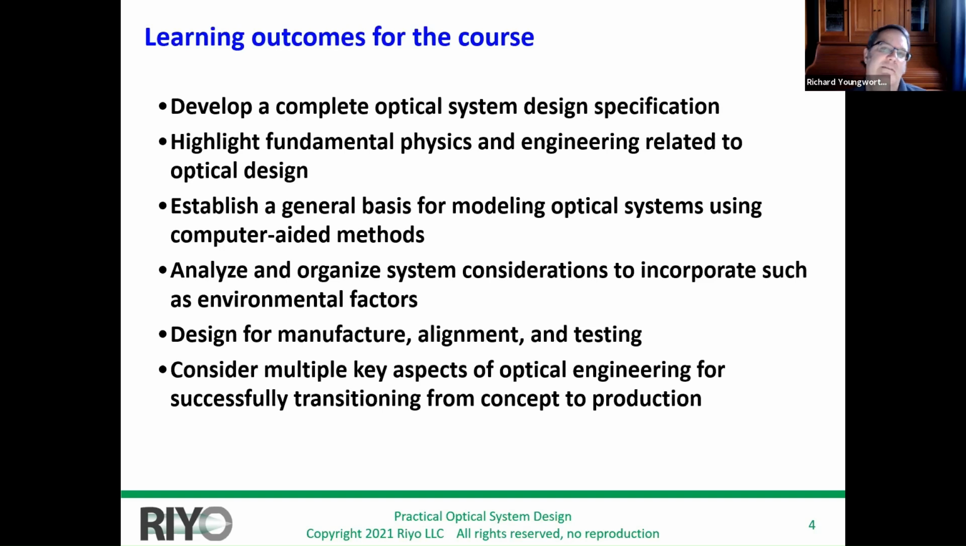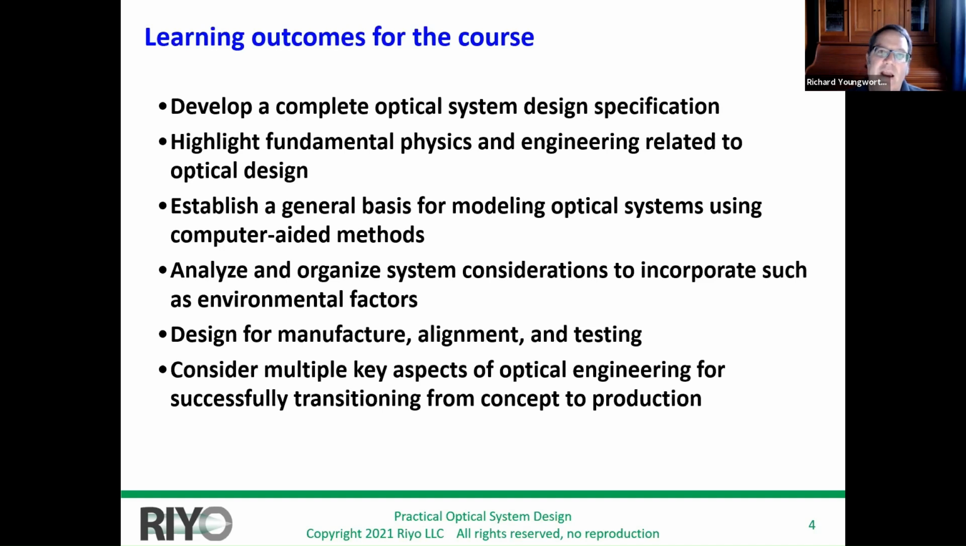We also talk about some fundamental physics and engineering related to optical design, give a basis for modeling optical systems using computer-aided methods. Now, we don't specifically focus on any particular code. We try to keep things out of the code, but the information we talk about works well with computer-aided types of methods. Talk about analyzing and organizing systems for many different factors, including environmental.